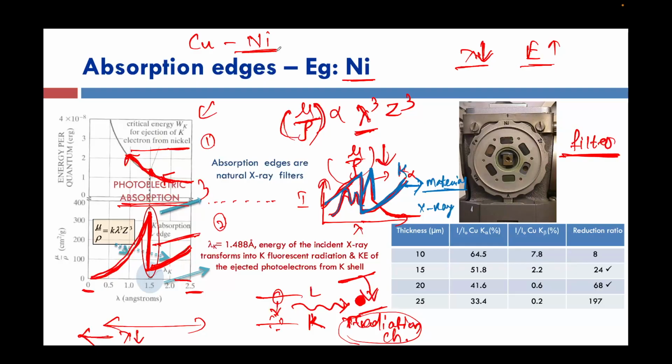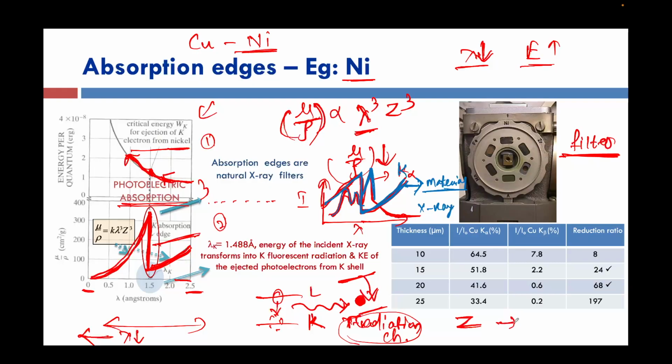Okay, and for first row transition elements, there is a trend that has been seen. If the material from which X-ray is coming out is Z, then the filter material, the filter through which your X-ray has to go so that only K alpha radiation you will get. Why K alpha? Because we want our X-ray to be as monochromatic as possible.